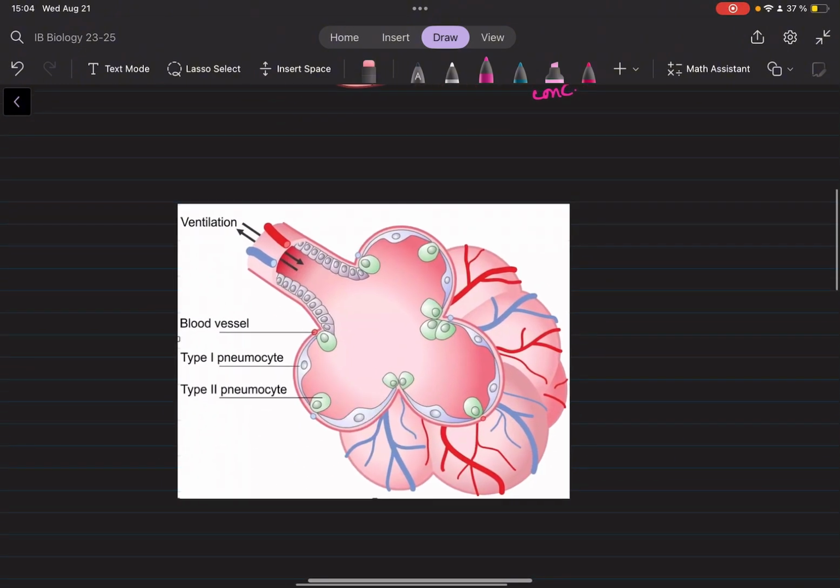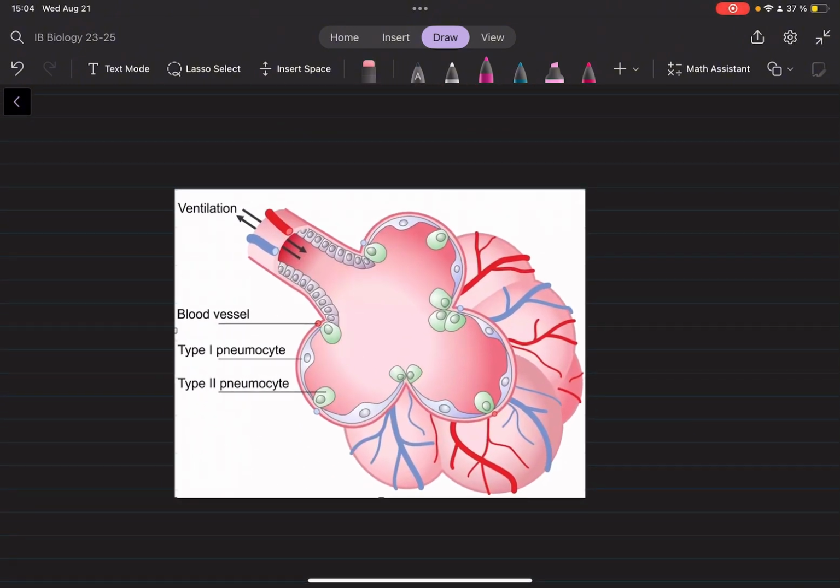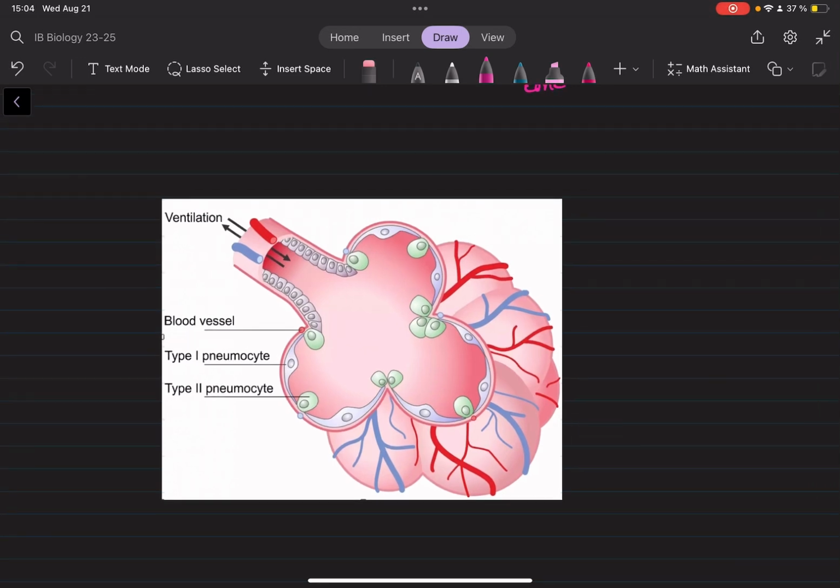Now there are two more adaptations we need to know for the alveoli, and those are the cells that are found within the alveoli, type 1 and type 2 pneumocytes. Type 1 pneumocytes are these really thin cells, and they cover around 95% of the alveoli's surface area, and they're the place of gas exchange, hence why they are so thin. Now type 2 pneumocytes are different. They cover again only around 5% of the surface area, and they secrete pulmonary surfactant.